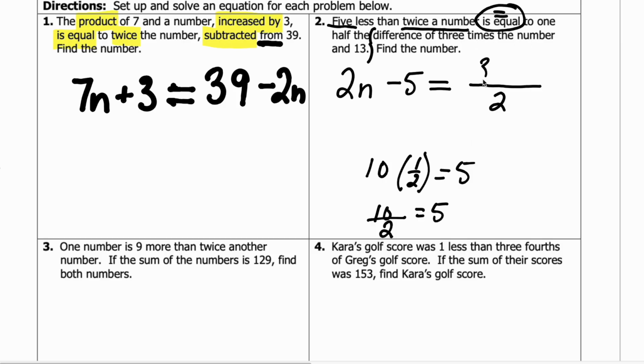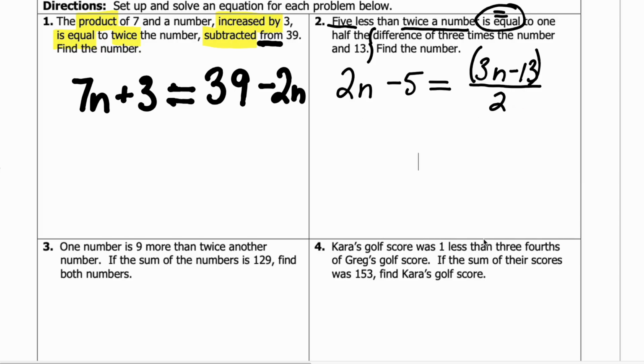So if I have 3 times my number and the difference of 13, I can write it in the order they gave it to me. So I'd have 3 times n minus 13, all of that divided by 2. That's one way you can write it, and I'll take it another way as well.